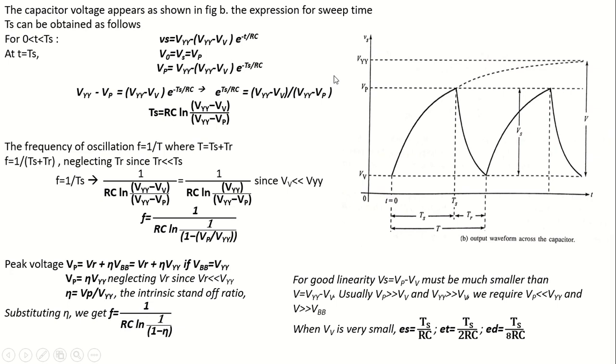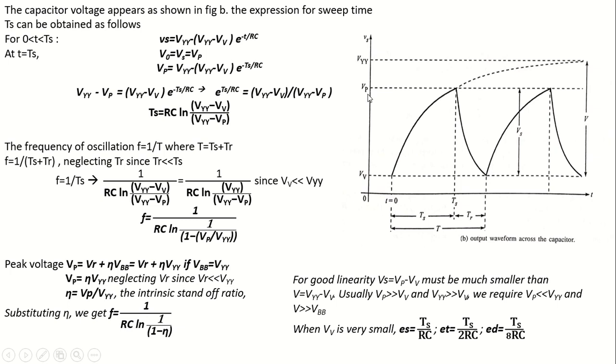Substituting that in the generalized exponential equation, the sweep voltage Vs equals VYY minus (VYY minus VV) into e power minus t by RC, where VYY is the final value and VV is the initial value, representing the exponential form of the equation. Now at t equal to ts, at the end of the sweep time, what happens? The sweep voltage Vs becomes Vp.